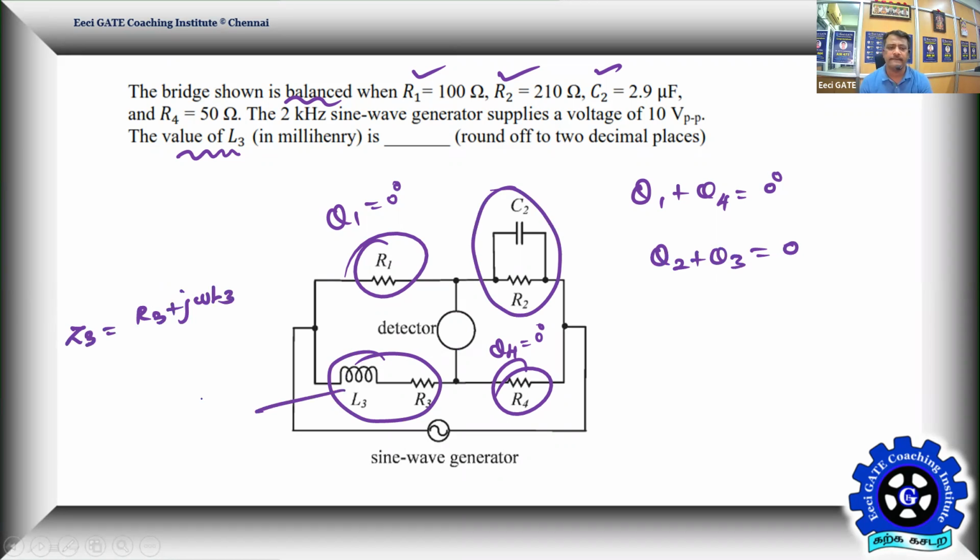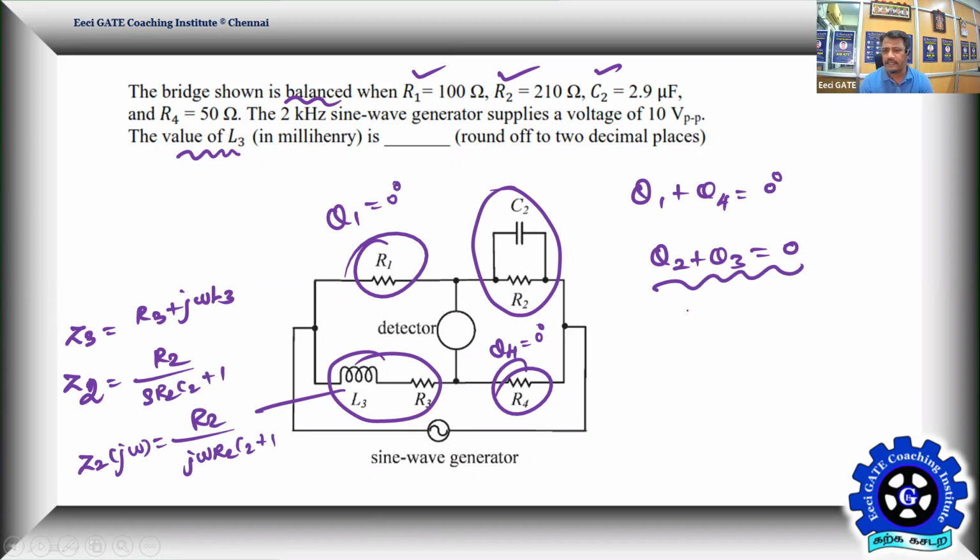That's your Z3. Then what about your Z2? Z2 is R and C in parallel. So Z2 of jω is R2 divided by jωR2C2 plus 1. Okay, so we can play with them. We can play for θ2 and θ3, and this phase angle sum must be equal to 0.